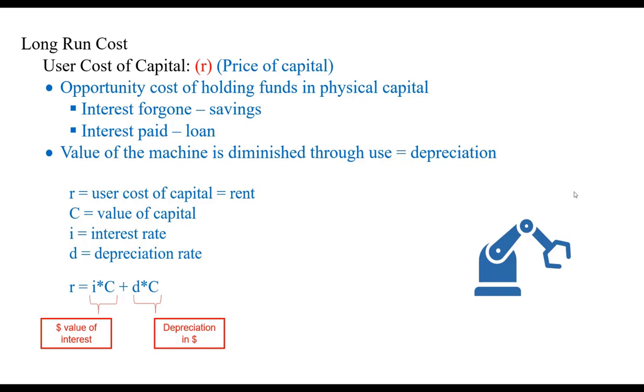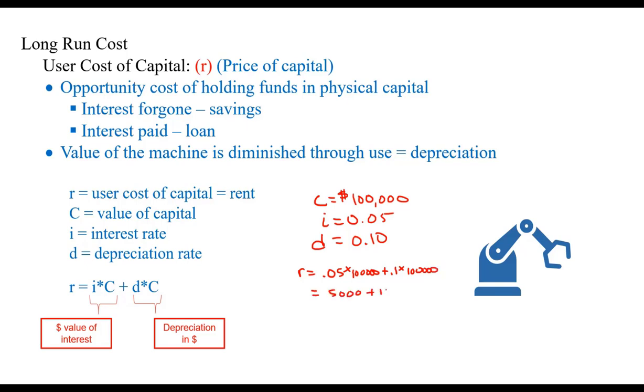So for example, if we had capital equal to $100,000, an interest rate of 5%, and a depreciation rate of 10%, our user cost of capital would be 0.05 times 100,000 plus 0.1 times 100,000, or 5,000 plus 10,000, so the user cost of capital would be $15,000 per time period.